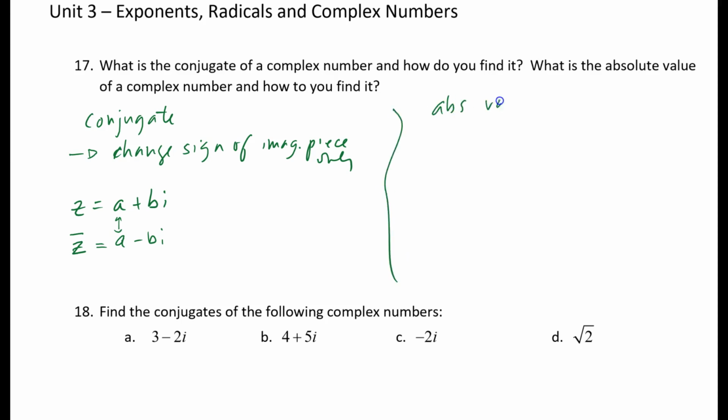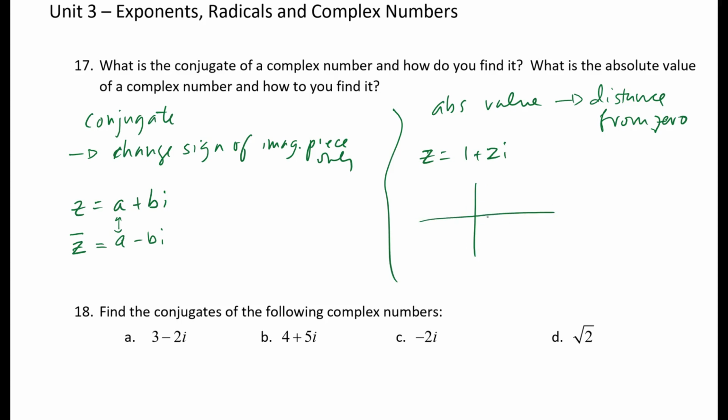Absolute value, the easiest way to visualize this is the distance from 0 if we plot the number. So, for example, if we have the complex number 1 plus 2i, we can plot that in the complex plane. Remember, this is the real axis, this is the imaginary, 1 over, 2 up. And so the absolute value is that distance right there.